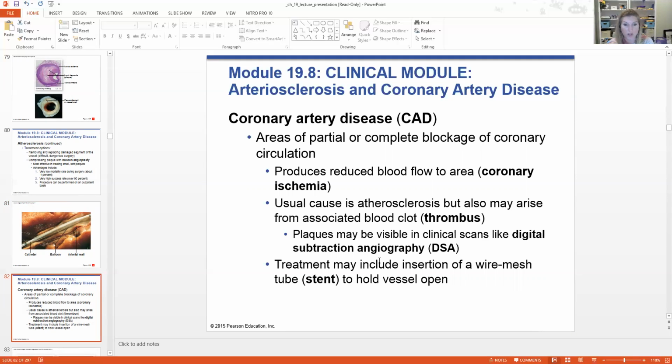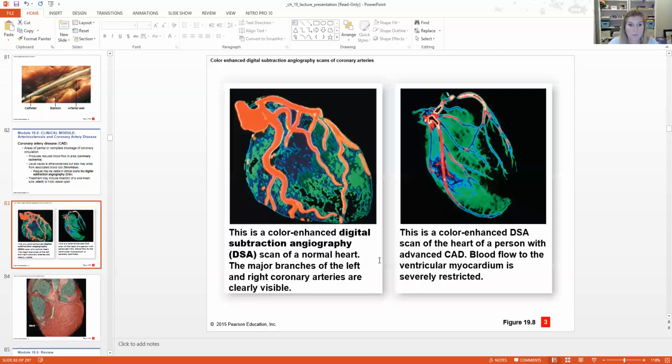This is usually caused by atherosclerosis. It could also arise from a thrombus or a blood clot that was floating around in the body. Not as common. The plaques can actually be visible. And treatment could be a wire mesh or a stent, which can help hold the vessels open.